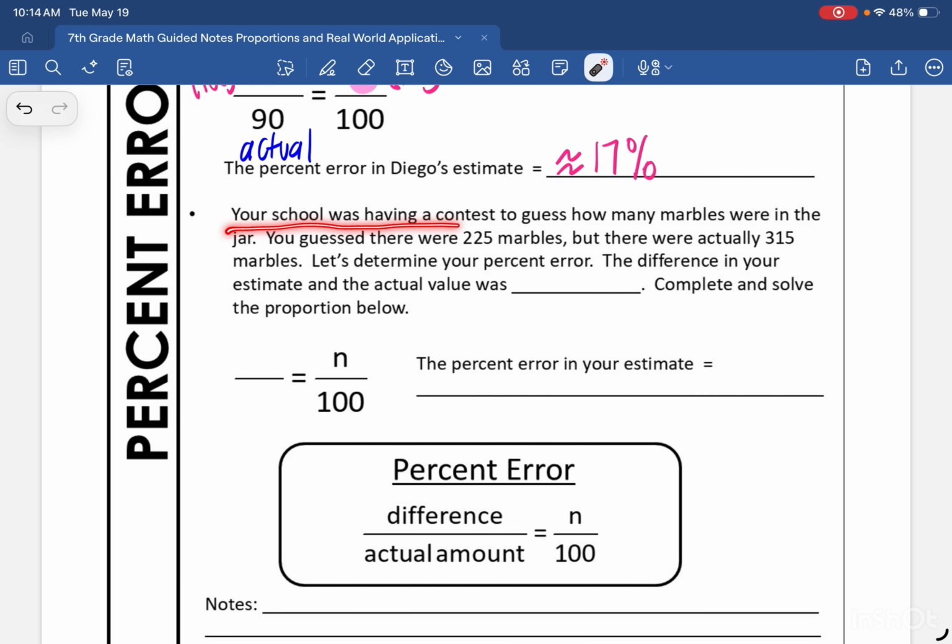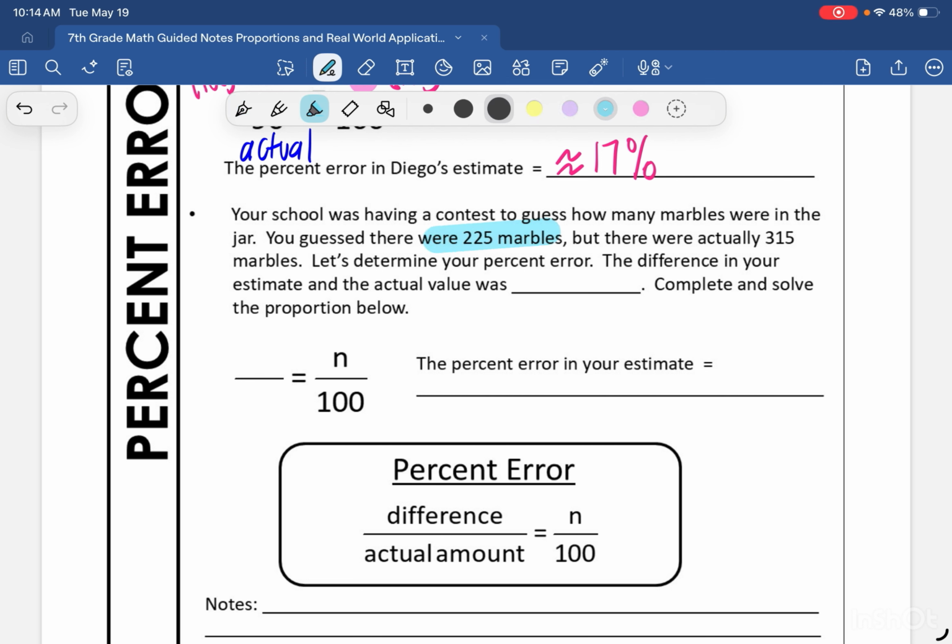Your school was having a contest to guess how many marbles were in the jar. You guessed there were 225 marbles, but there were actually 315 marbles. Let's determine your percent error, the difference in your estimate and the actual value. So I need to first determine how much I was off by. The difference between 225 and 315 is 90, and I can do that by subtracting 315 minus 225. Again, I want to keep the number positive. I'm just looking at the difference between the two numbers. And then the actual amount was 315 marbles, so that goes here in the denominator of my proportion.